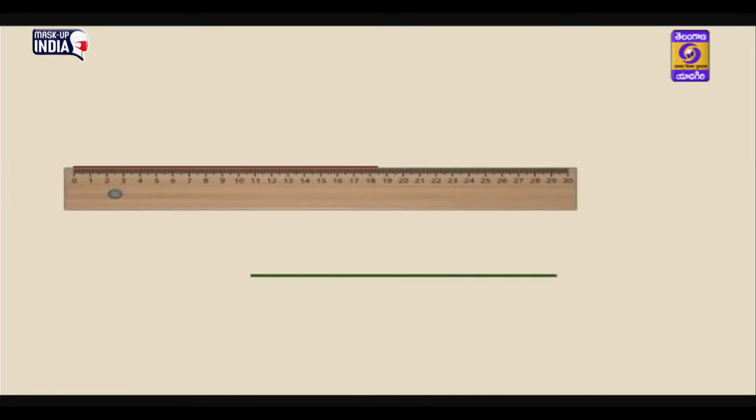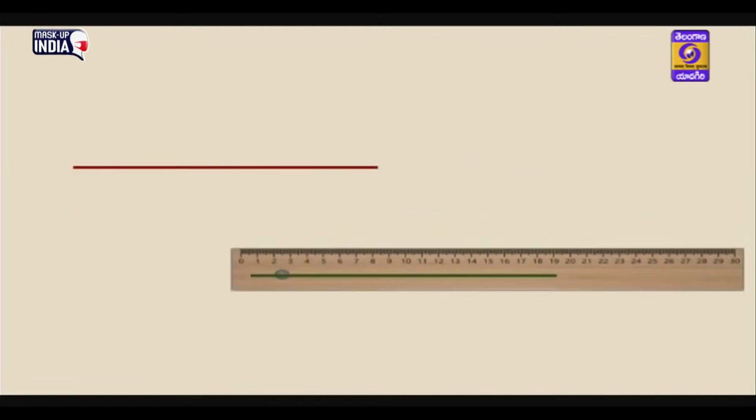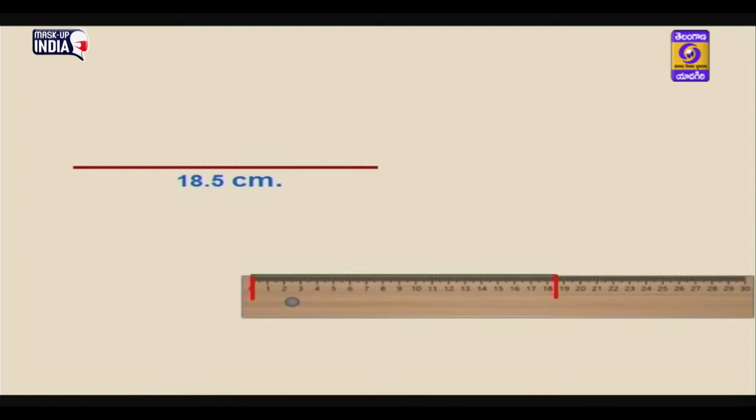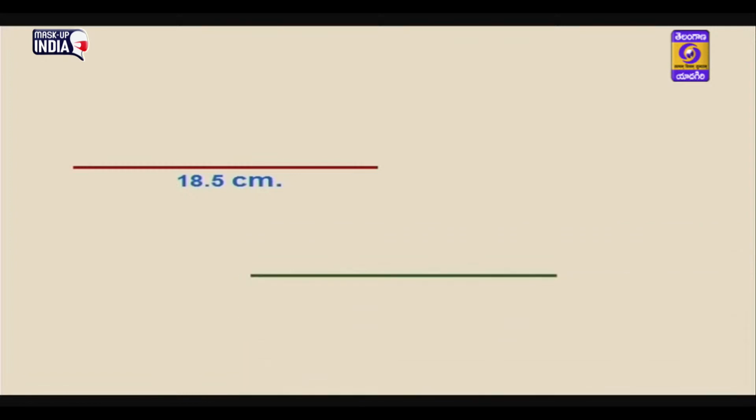Yes, you can see the length of the line segment, which is red in color, is 18.5 centimeters. Now, let us measure the green color line segment. It is also 18.5 centimeters. These two line segments have equal measure.